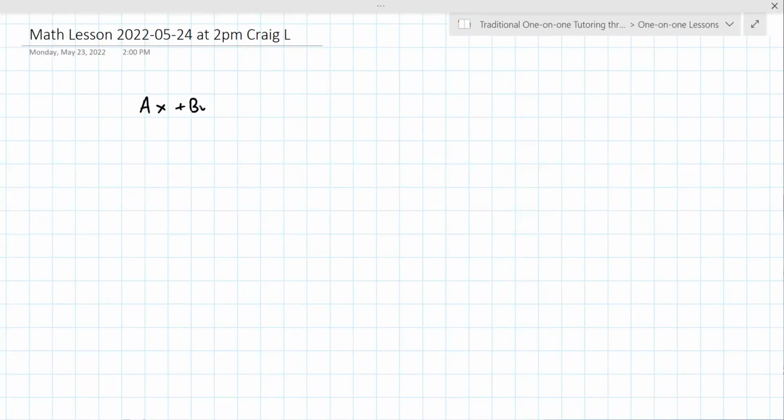Equations again. And this time I'll just do it like this: minus 4x plus 2y equals negative 14. And I'd like you to solve for y, please.